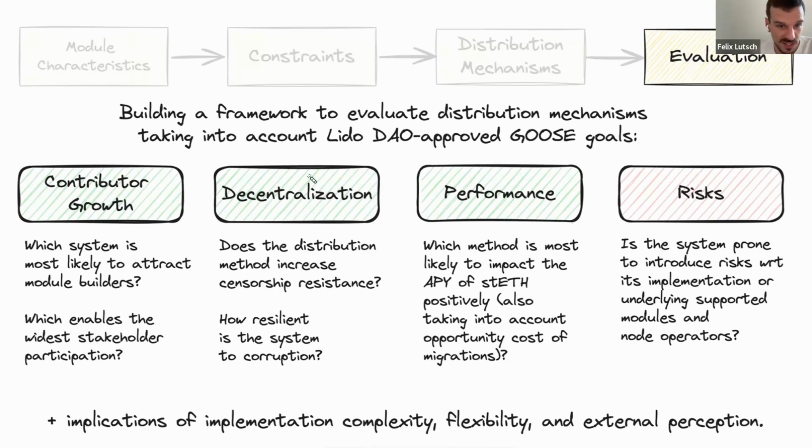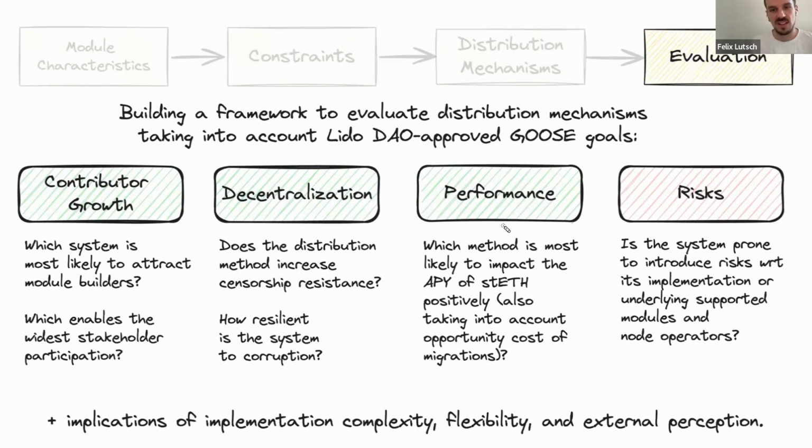Then another dimension might be decentralization. Which method helps to increase censorship resistance of Ethereum, one of the goals of Lido and also Ethereum? And how resilient is the system to corruption? So for example, if it's a governance system, but there's a committee of 3 people, maybe they could be bribed to change the votes towards a module that pays them a bribe, and then disregarding some of these other things. So that can be a problem.